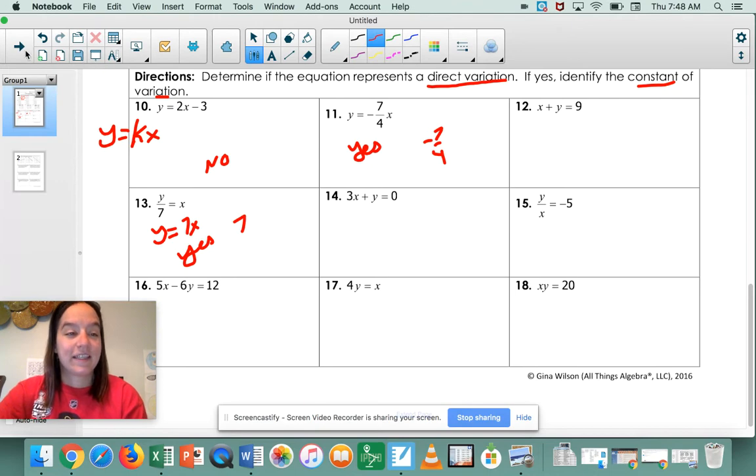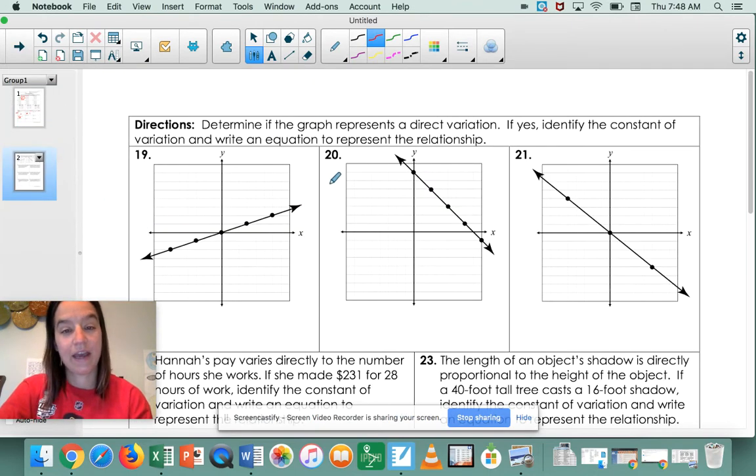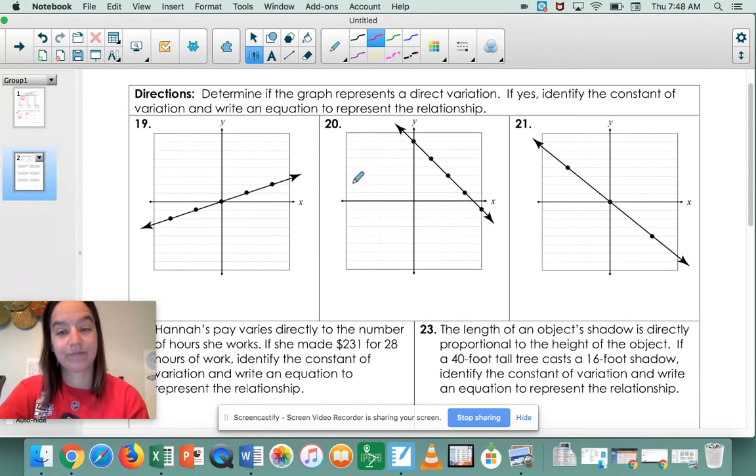All right. A few more types of problems. So we have these where we have graphs. Love graphs. They're actually a lot easier to tell if it is a direct variation or not. For this one, it says determine if it's a direct variation. If yes, identify the constant of variation and write an equation.